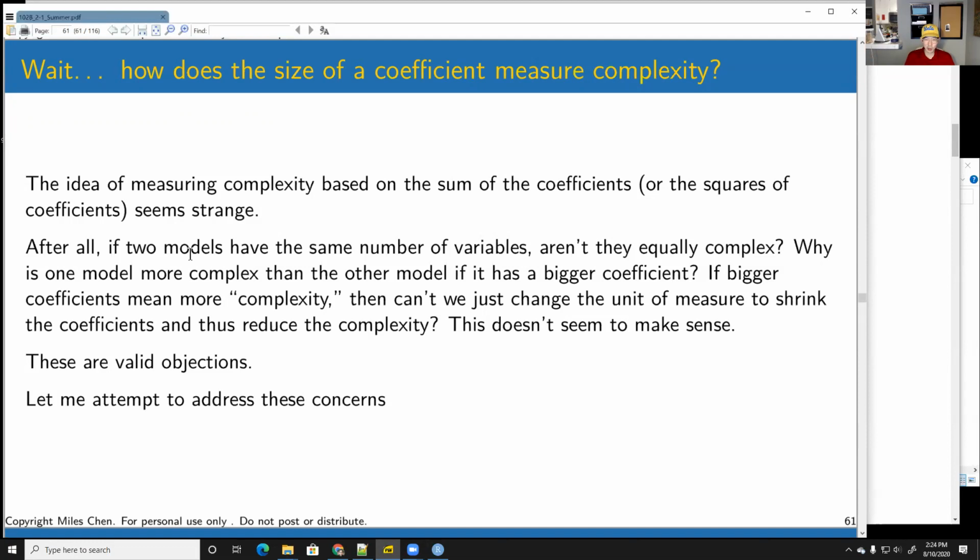If bigger coefficients mean more complexity, can't we just change the units, and that will shrink the coefficients and reduce complexity? With all of these objections, this doesn't seem to make sense, right? And these are totally valid objections, and so I'm going to try to address them. So one thing we'll say is, if I want to reduce the size of my coefficients, let's just measure things in kilometers rather than centimeters. If I measure someone's height in kilometers, so this person is 180 centimeters, then they are, what is it, I don't know, 0.0018.